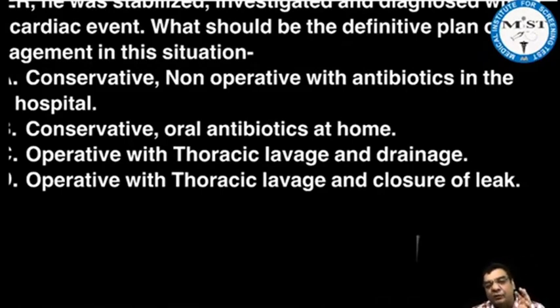That means we have to do a thoracic lavage. That is very, very clear for us. The conservative non-operative approach is generally used for iatrogenic esophageal perforation. But here it is a rupture of the esophagus, Boerhaave syndrome. So we have to do a thoracotomy and a thoracic lavage. That is very clear. So conservative treatment is ruled out.